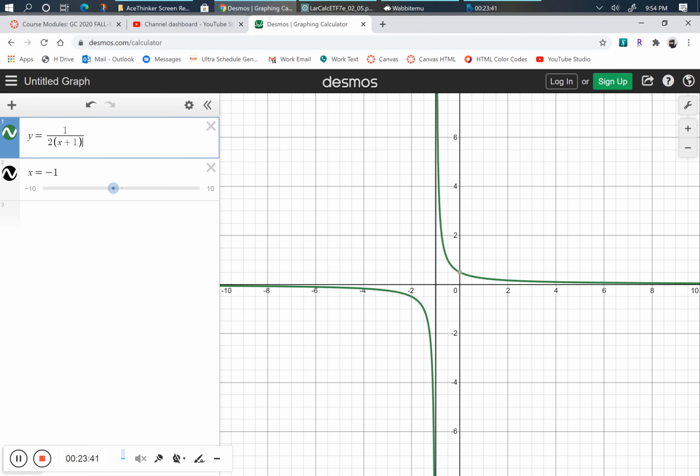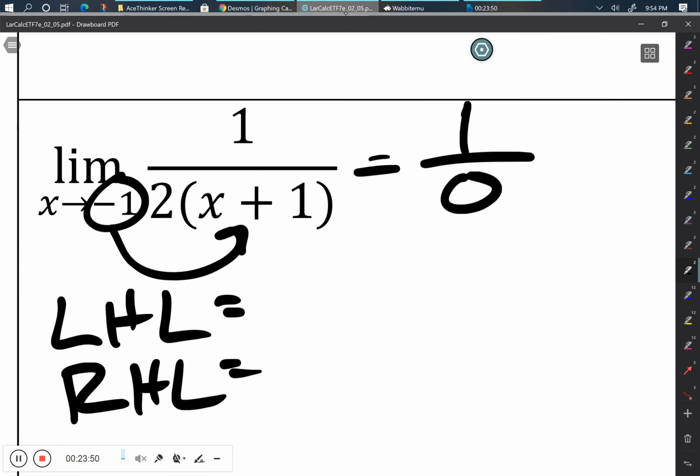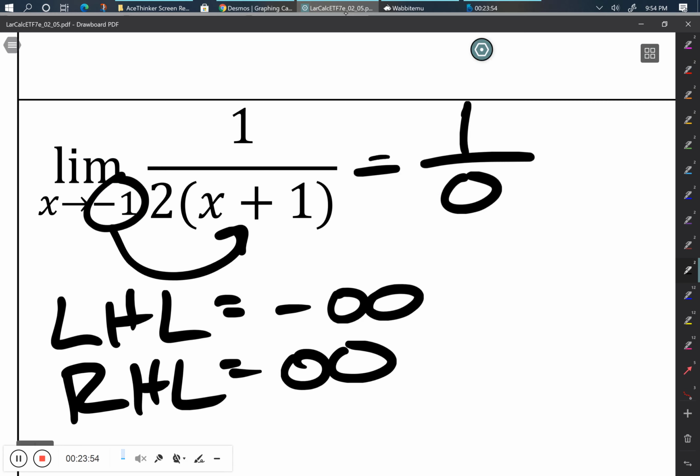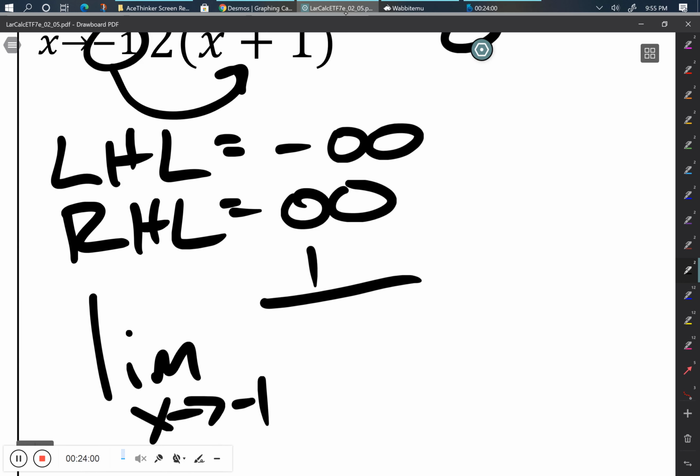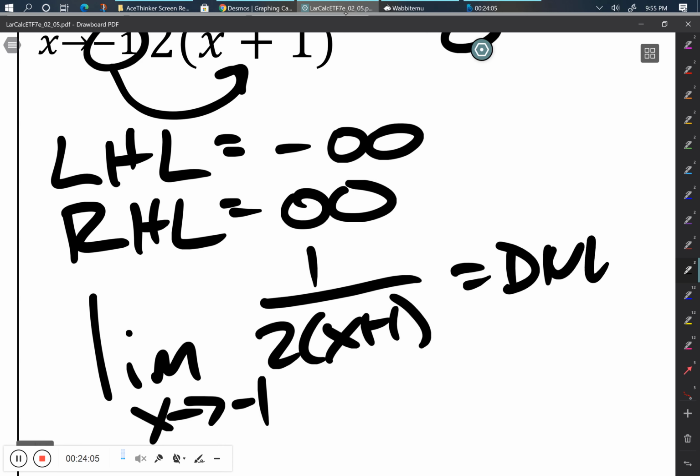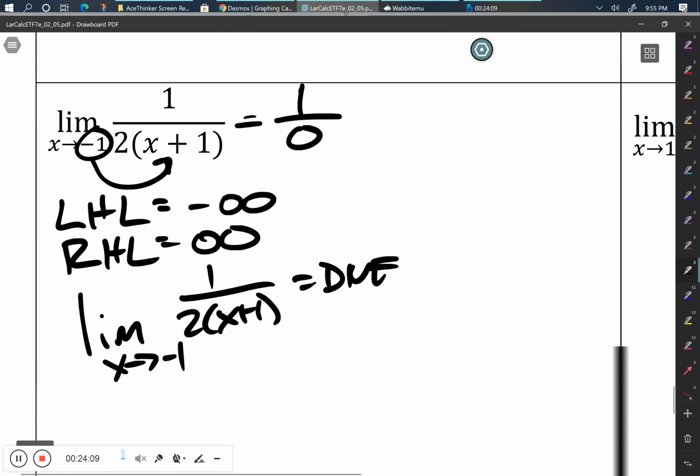And where are we taking that limit? Oh yeah, negative 1. So what's the left-hand limit? Going down to negative infinity. The right-hand limit? Going up to positive infinity. So the left-hand limit is negative infinity. The right-hand limit is positive infinity. So what's the limit? Does not exist because left doesn't match right.